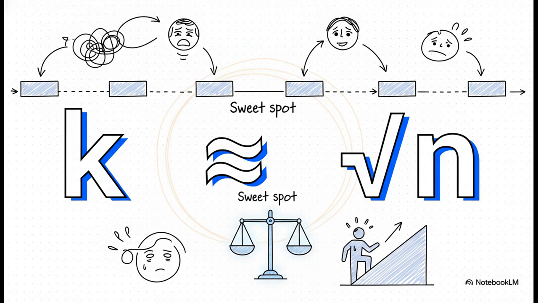The sweet spot, the absolute perfect point of balance that minimizes our total cost, happens when the size of our block, which we call k, is equal to the square root of the total length of the list, n. It's that simple. That formula gives us the most efficient jump size possible.